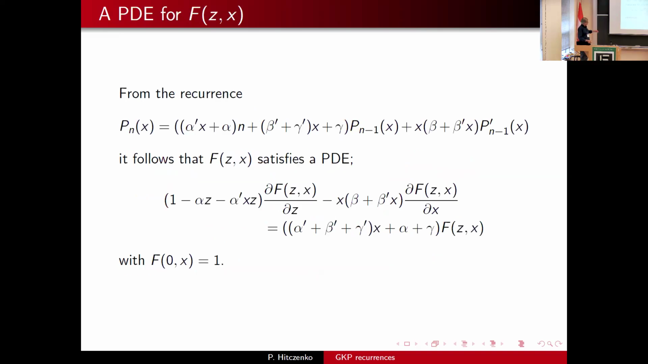So I showed you we had this recurrence for those row polynomials Pn. When you write the bivariate generating function, then it's straightforward that this generating function satisfies the partial differential equation, which is like this. So the derivative with respect to z times this function, 1 minus alpha z minus alpha prime xz, minus this polynomial times the partial derivative with respect to x, is equal to a function times your bivariate generating function F. Okay, and the initial condition is that F(0,x) is equal to 1.